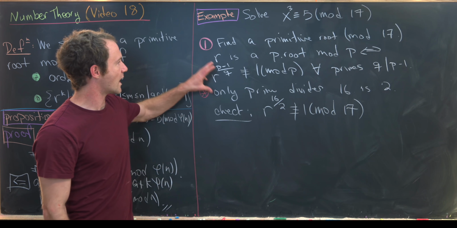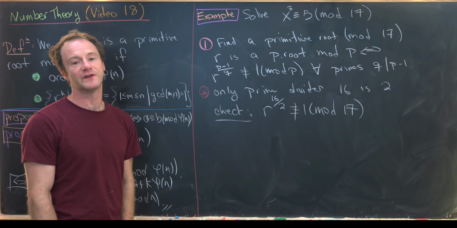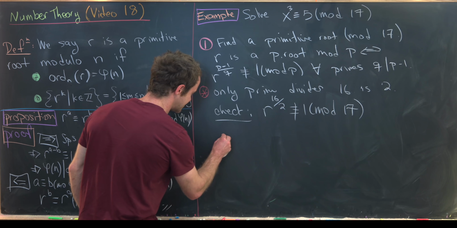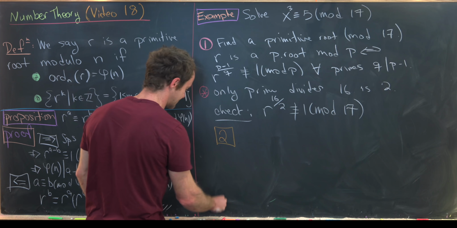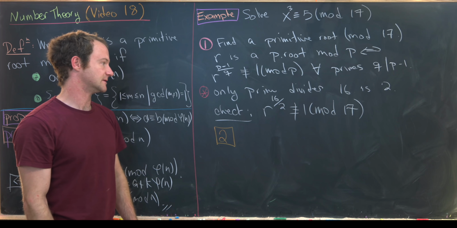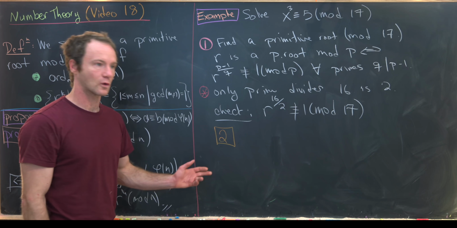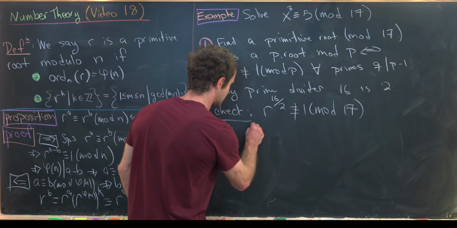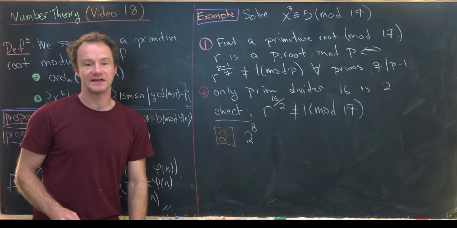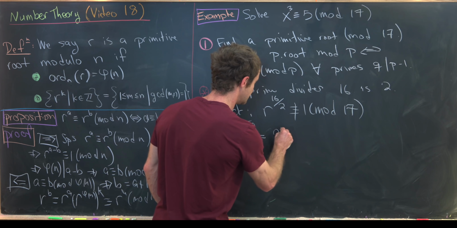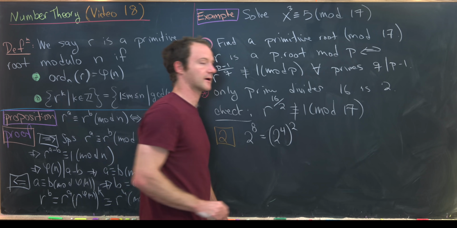And if you're wondering where this trick came from, I think we proved it at the end of the last video. Okay, so let's first see if 2 is a primitive root mod 17. Like I said, all we need to do is look at r to the 8 here, or 2 to the 8. So let's look at 2 to the 8 mod 17. Let's notice that 2 to the 8 is the same thing as 2 to the 4 squared.